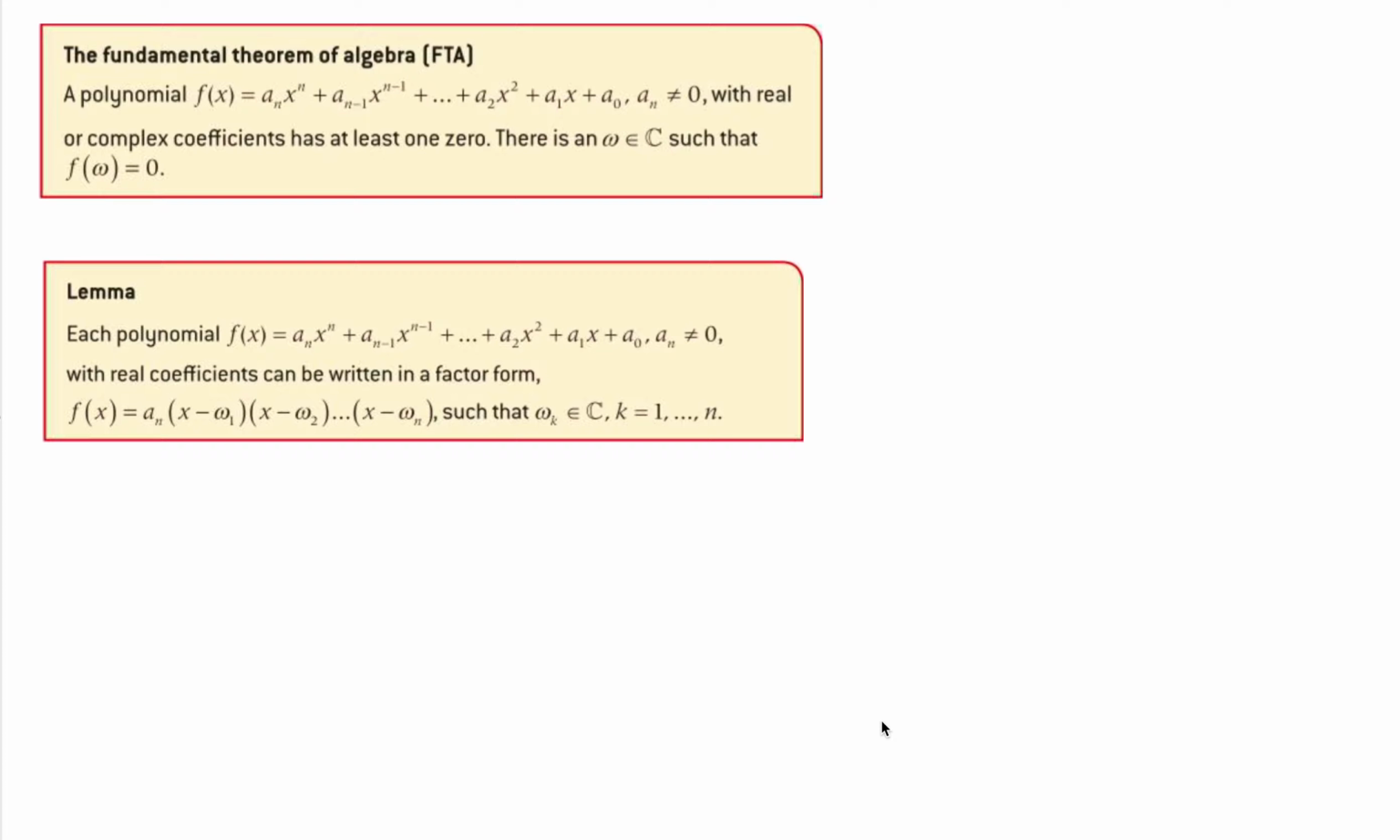In this video, I'm going to go through some of the additional theorems related to polynomials and roots, including multiplicities, and then get to conjugate roots, so complex roots.